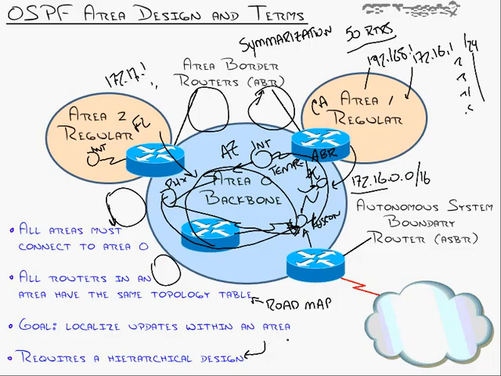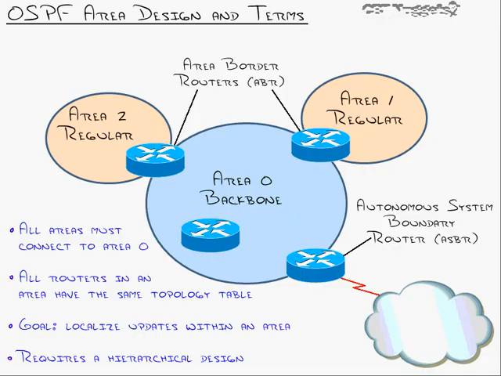The goal of OSPF is to localize updates within an area. Whenever something happens in area 0, everybody knows about it. But area 1 should not, because we should be summarizing to area 1. And area 2 should not. So only things that happen in area 0 will stay in area 0. It's like our Las Vegas mantra. What happens in Las Vegas stays in Las Vegas. Same thing here. What happens in an area stays in an area. Finally, and I talked about this, it requires a hierarchical design. You must design your network right.